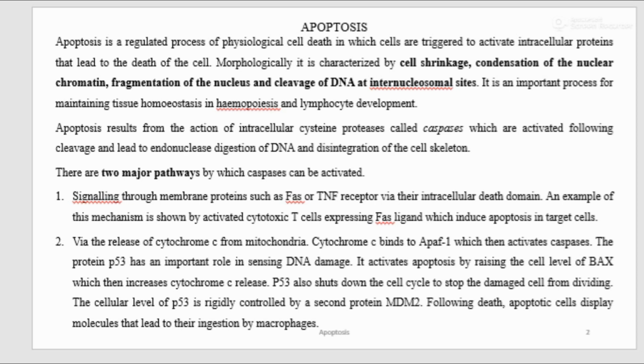Why does it do so? Because the cell is damaged and its fate is death. But if it remains in the cell cycle, it will go on producing damaged cells in the next division. So its cell cycle is stopped and it stops the division of the damaged cells. The level of P53 is very rigidly controlled.